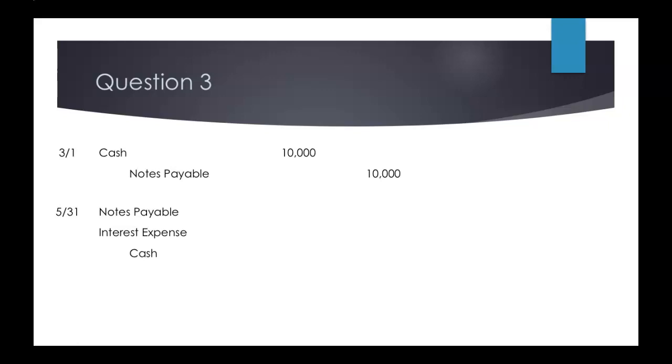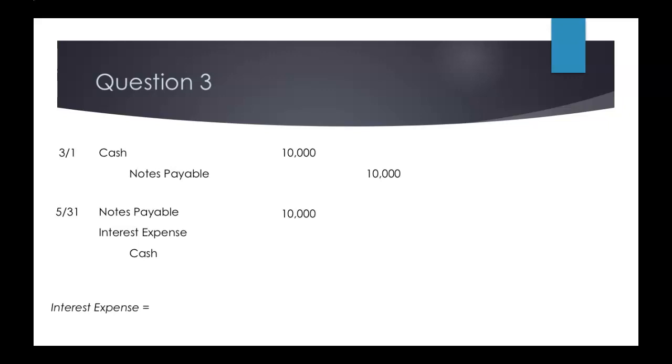So now let's figure out our numbers. Notes payable, that's going to be just the face value of that note. So the notes payable has to decrease by the $10,000 because they're paying off all of the principal on this note.